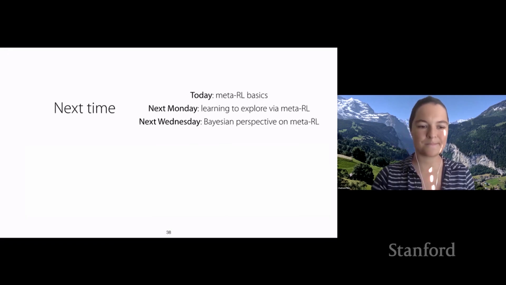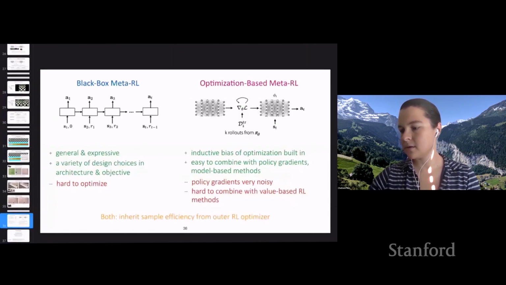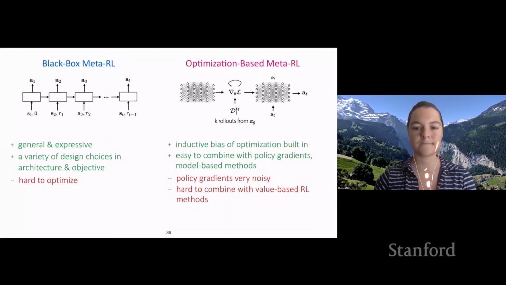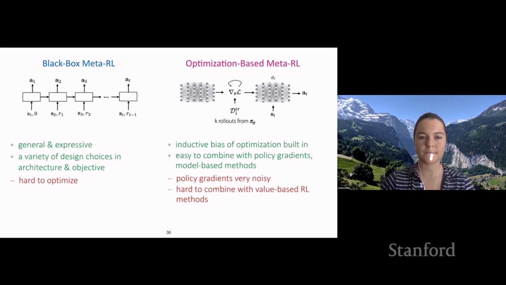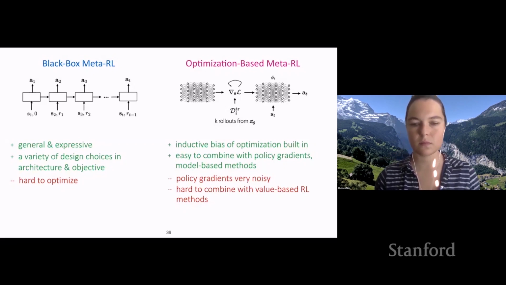Hello, I have a question regarding the optimization-based meta-RL. Can we go back 2 slides? Say for the optimization-based, if your inner optimization horizon is pretty long, that means you have to perform many gradient steps in your inner loop. How does that affect your gradient with respect to the outer loop in terms of noise and also computation?